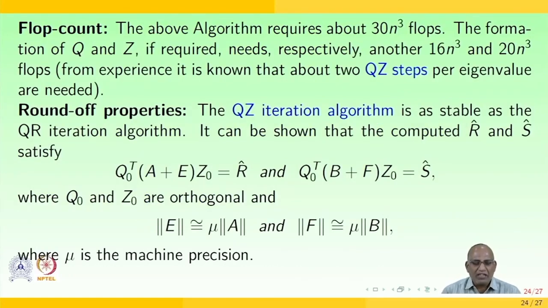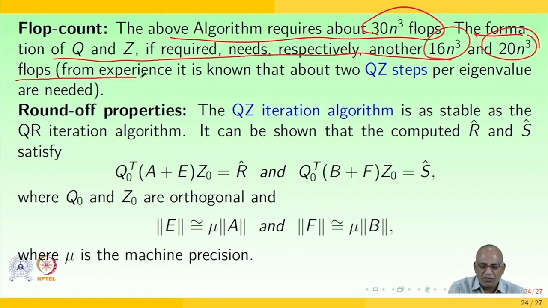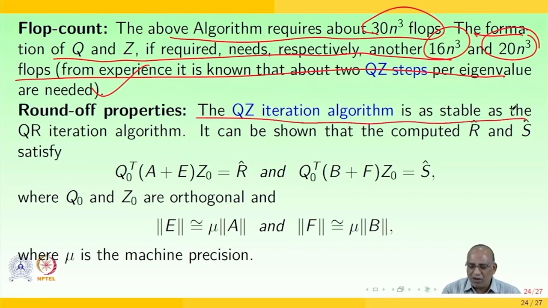So it is interesting to see what the flop count is. The above algorithm requires about 30n cubed flops. The formation of Q and Z, if required, needs another 16n cubed and 20n cubed flops respectively, as we see in the example. As for round-off properties, the QZ iteration algorithm is as stable as the QR iteration algorithm.